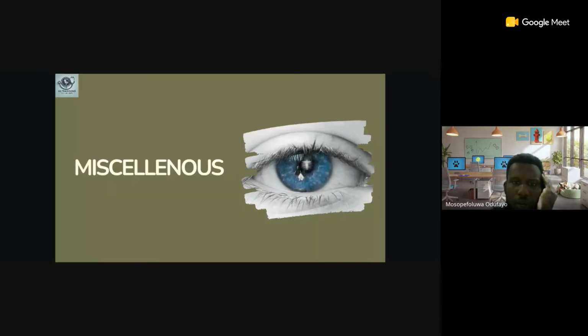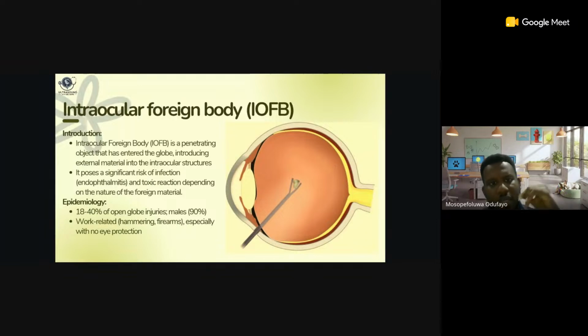What are miscellaneous conditions? Foreign body in the eye. A foreign body is a penetrating object that enters the globe. When foreign structures are introduced into the globe itself, it is an intraocular foreign body. It poses a significant risk of infection, endophthalmitis, and toxic reaction depending on the nature of the material. It forms 18 to 40% of open globe injuries.